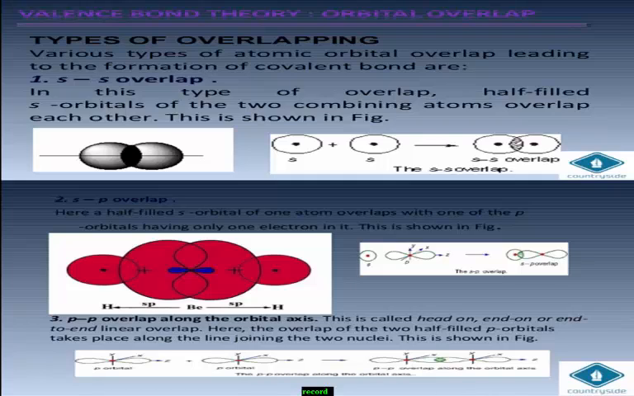When you observe the postulates of valence bond theory, some very important points are observed. A covalent bond is formed by overlapping of orbitals having unpaired electrons. Students, remember this point. The covalent bond formed is stronger when the overlapping between the orbitals is greater.